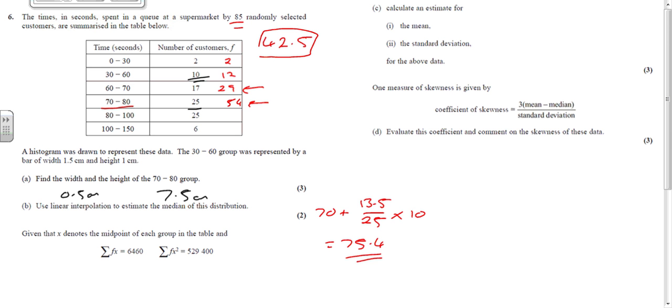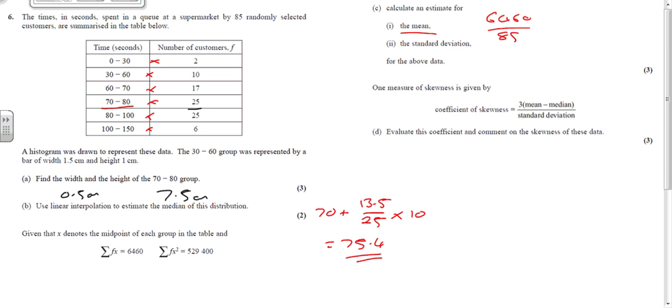So now what we've got here is x denotes the midpoint of each of the groups, so we've got to work out an estimate for the mean. So what we do is we do the midpoint times by this one, the midpoint times by this, midpoint times by that. And what they've done here is they've given us what that equals. So all of those equals 6,460. So it's going to be 6,460 divided by the total number, which in this case is 85. So 6,460 divided by 85 gives us 76.